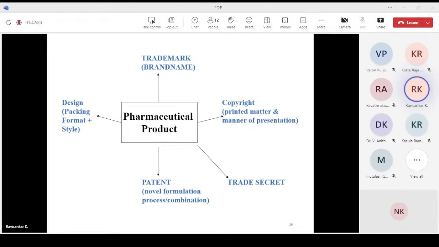So when I say a pharmaceutical product, these are the different types of IPR involved in a pharmaceutical product. When the brand name is created, we should protect that brand name using trademark. And the packing and style of the blisters or tablets, we can protect under designs. And the printed matter and manner of presentation of package, leaflet or label can be protected under copyright. And the novel formulation or process or combination can be protected under patent. If you don't want to disclose the information, we can keep it as a trade secret.